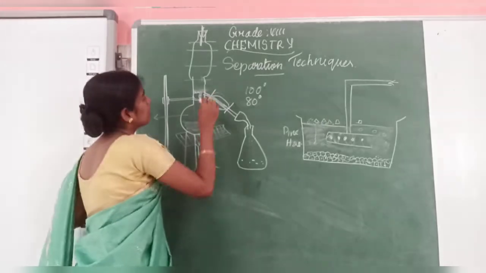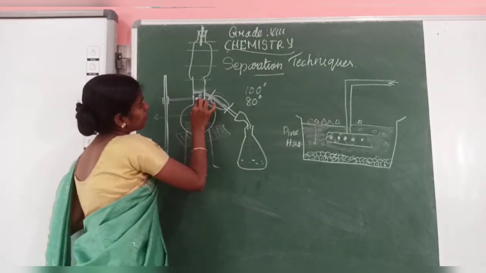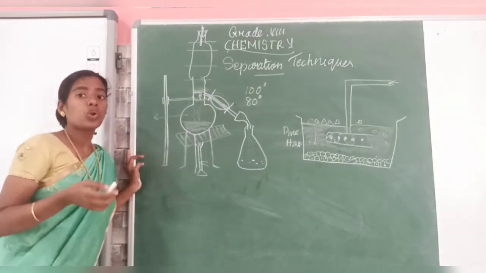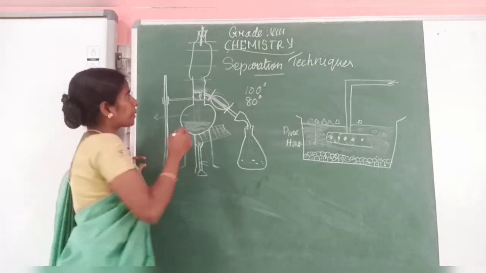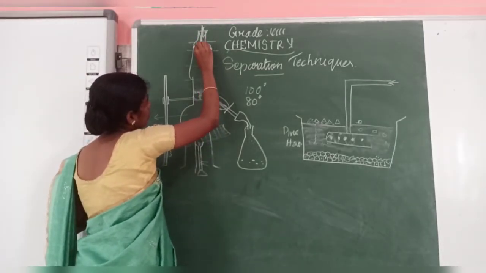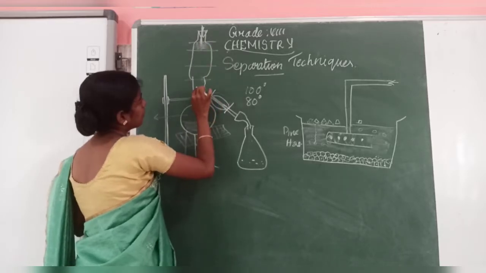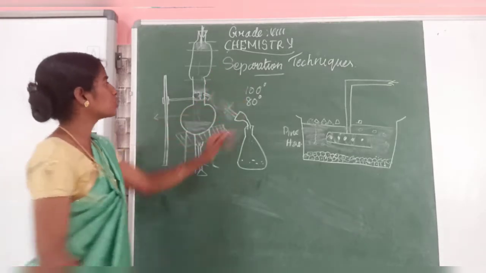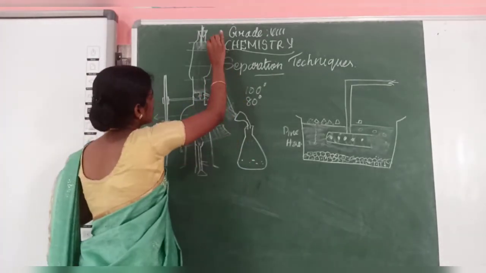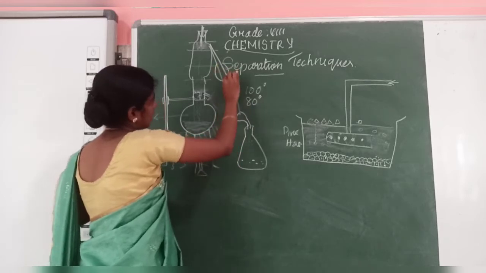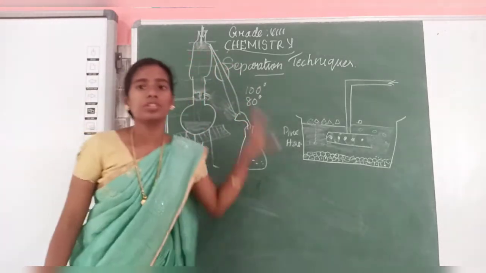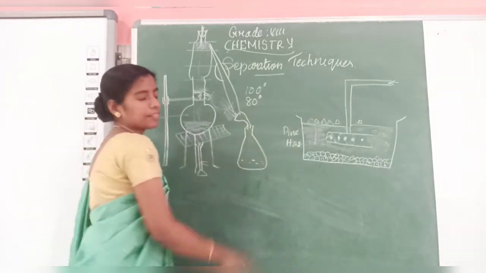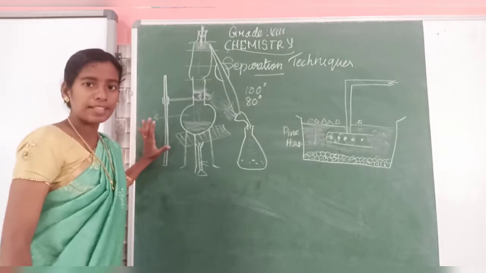When you heat, the vapors will move. First, the liquid with the lower boiling point will evaporate, and as this column has a lower boiling point in the top, this will move to the top, and then go here. From here you have to collect it using a condenser. You just have to condense it and collect it in this conical flask.